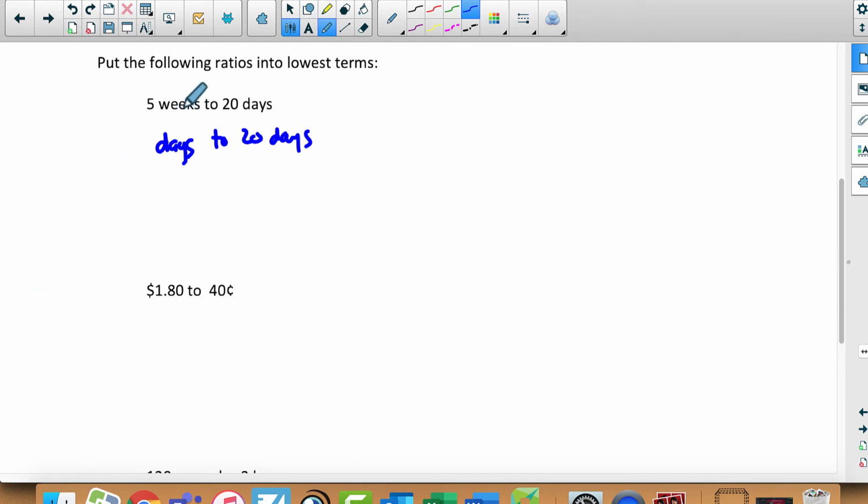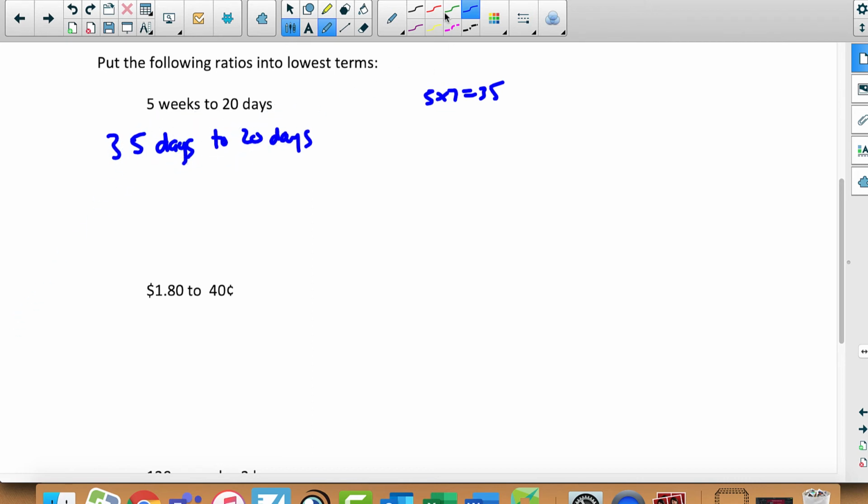How do you do that? Well, how many days are in a week? 7. So if 1 week is 7 days, 5 weeks is 5 times 7, 35 days. So we have 35 days there. So our ratio is 35 days to 20 days.